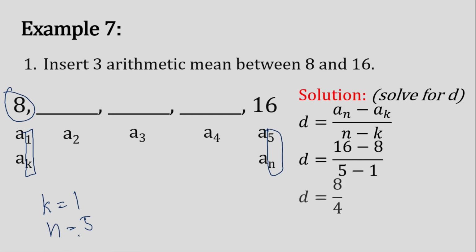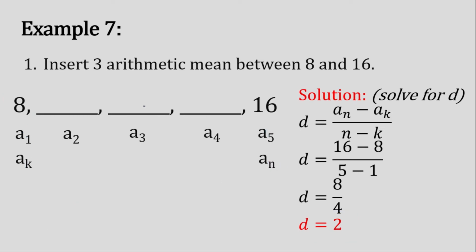Let's simplify it. 16 minus 8 is 8. 5 minus 1 is 4. Then let's divide this. 8 divided by 4 is 2. We now have our common difference. All we have to do now is to add 2 to 8 and then on a succeeding term. So 8 plus 2 is 10. 10 plus 2 is 12. And 12 plus 2 is 14. And that is the three arithmetic means between 8 and 16.